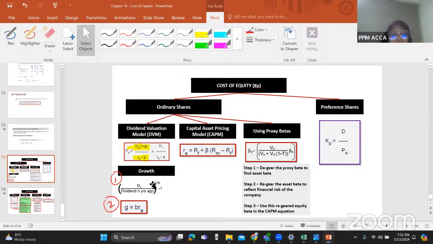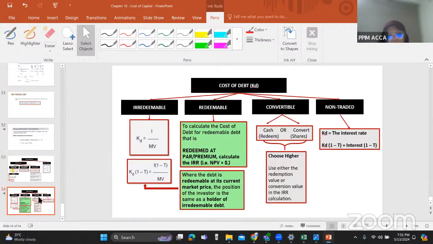I'll go through cost of debt as well because we will have to do another question with regard to cost of debt. When it comes to cost of debt, it's not always straightforward. If it is non-traded, like a bank loan, it is straightforward because cost of debt is just the interest rate. And if you want to remove the impact of tax, the cost of debt minus the tax benefit, it will be the interest rate times 1 minus T.